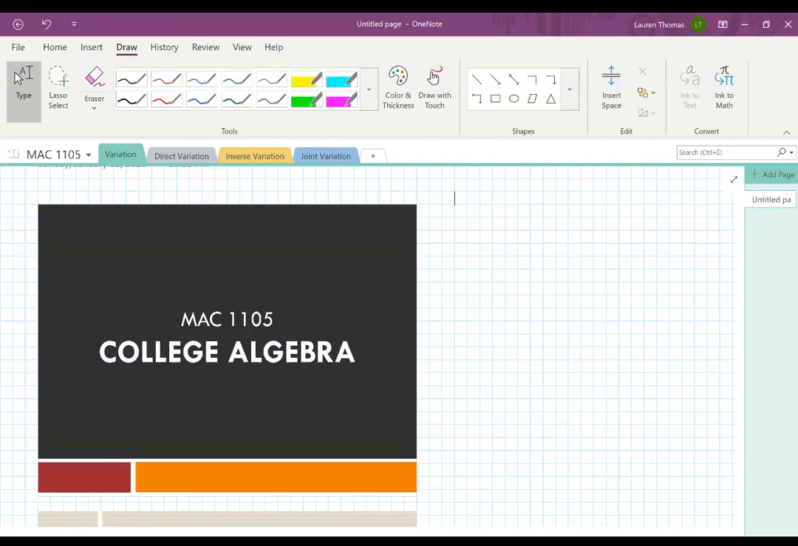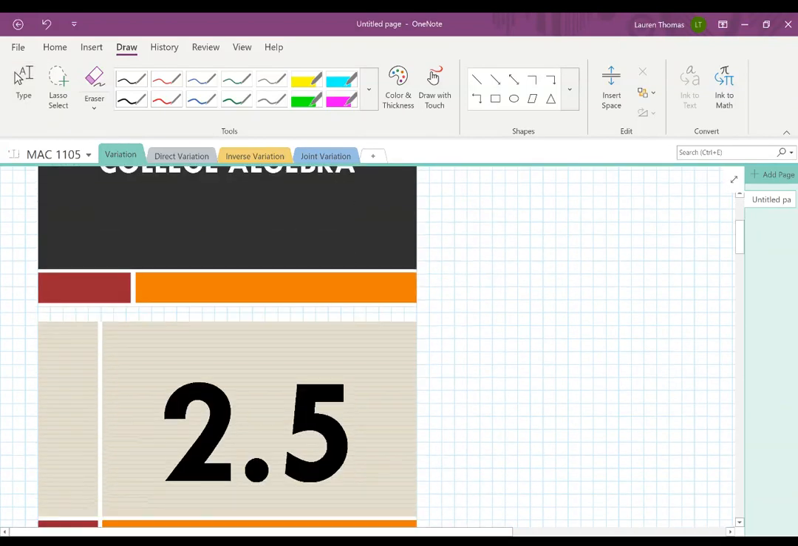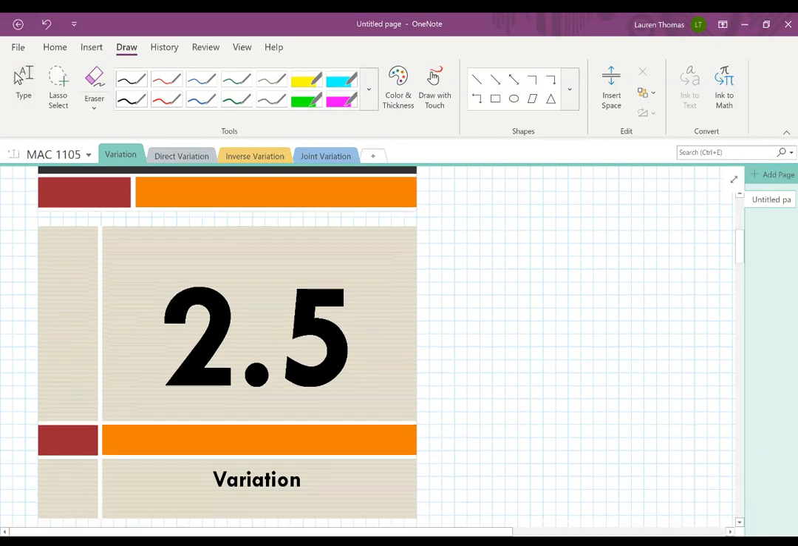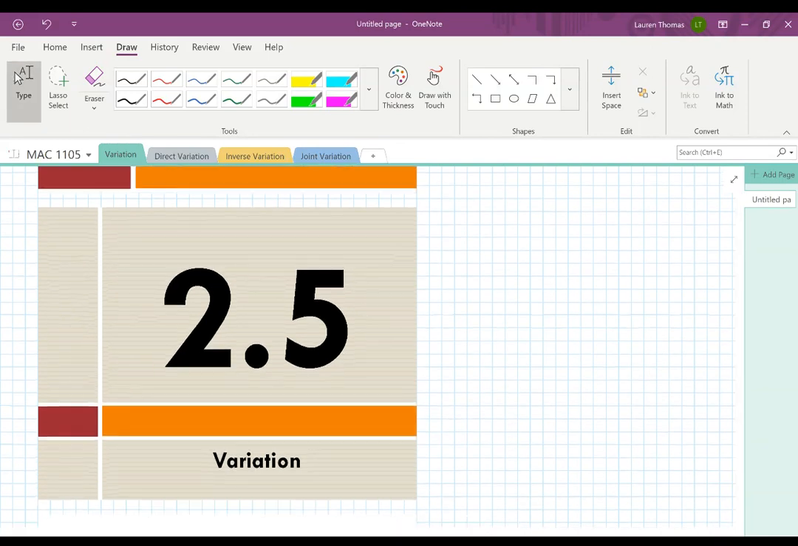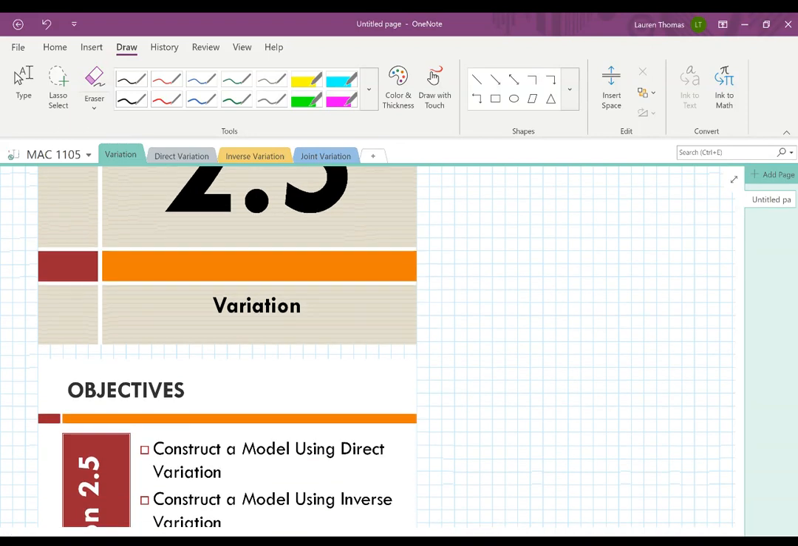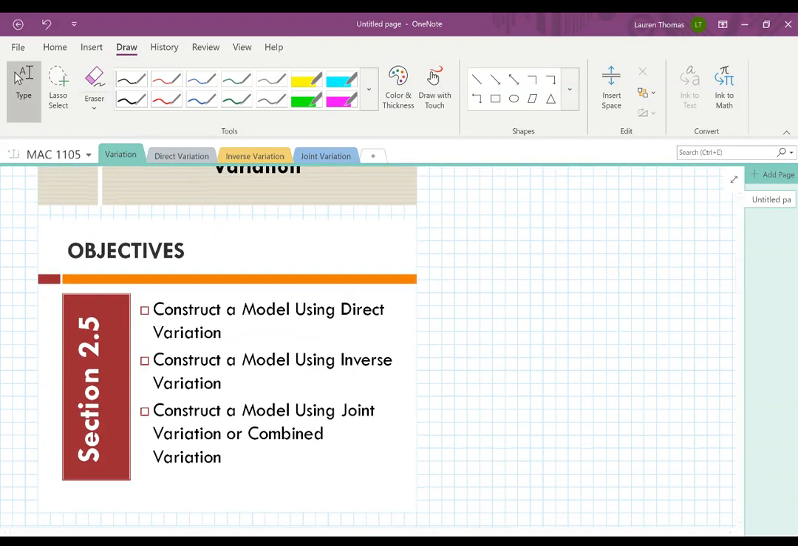In today's section, we're going to be covering section 2.5, which is entitled Variation. At the completion of this lesson, you should be able to complete the following objectives. One, construct a model using direct variation. Two, construct a model using inverse variation. And three, construct a model using joint variation or combined variation.